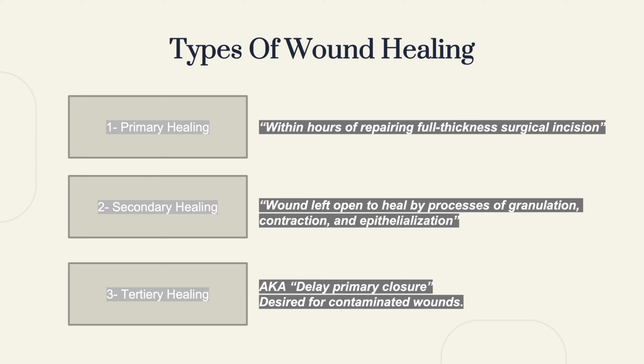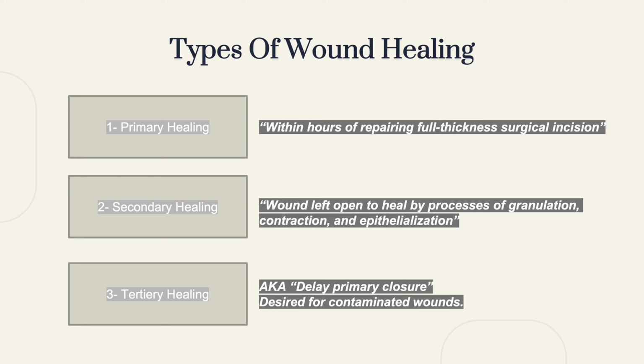And then we have the secondary healing. In secondary healing, you leave the wound to heal on its own. This happens by a process of granulation, contracture, and epithelialization. A classical example of secondary healing would be an infected bed sore.